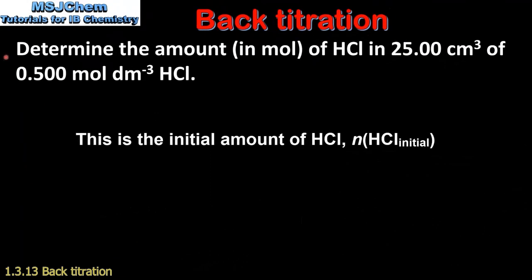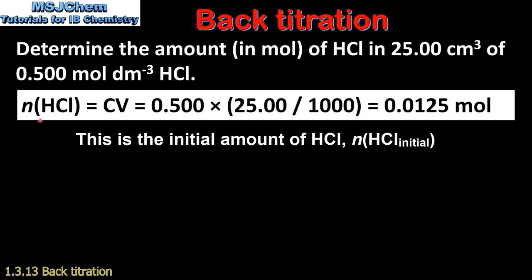The first step is to determine the amount in moles of hydrochloric acid in 25 centimeters cubed of 0.5 mole per decimeter cubed HCl. To do this, we use the equation n equals CV, where n is amount in moles, C is concentration, and V is volume in decimeters cubed. So we have 0.5 times 25 divided by 1000. We divide by 1000 to convert from centimeters cubed to decimeters cubed, which gives us 0.0125 moles.